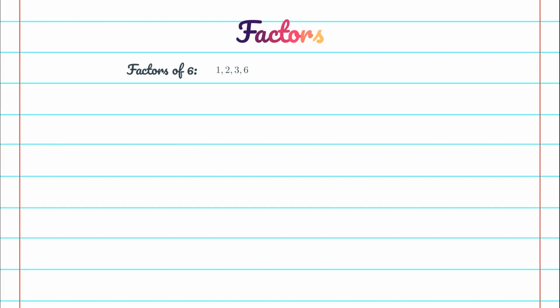Now why is that? Because 1 into 6 gives us 6. What other numbers can be multiplied together to get 6? 2 into 3 gives us 6. So each number has at least two factors, 1 and the number itself. In this case, 1 and 6.